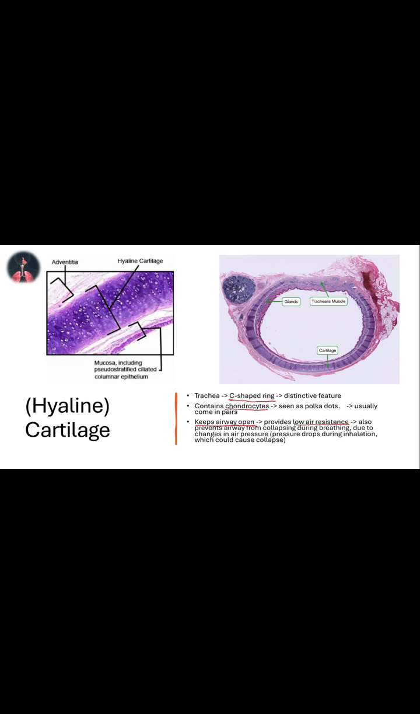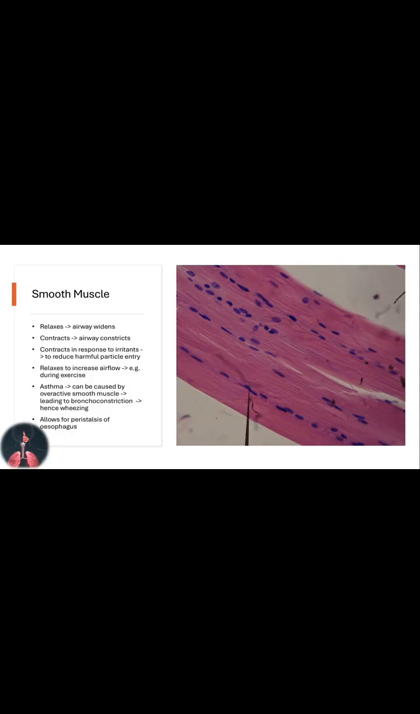The cartilage contains chondrocytes, which are those polka dots that I've shown you earlier, and we can see them here as well. They usually come in pairs, and that is how you identify the cartilage when you look at photomicrographs. Moving on, we have the smooth muscle. And as you can see on this photo, the cells are really elongated, and so are the nuclei.